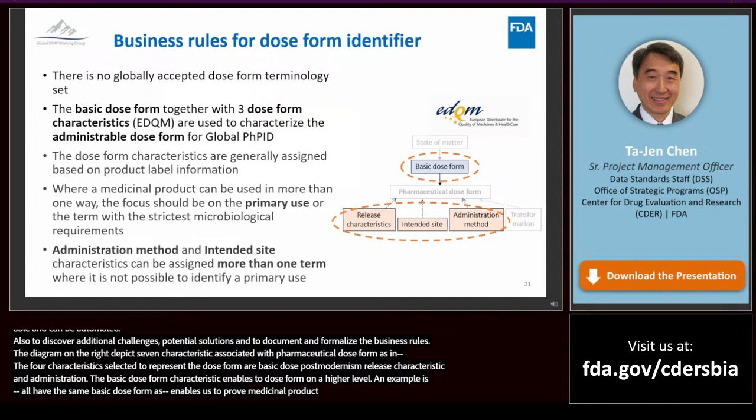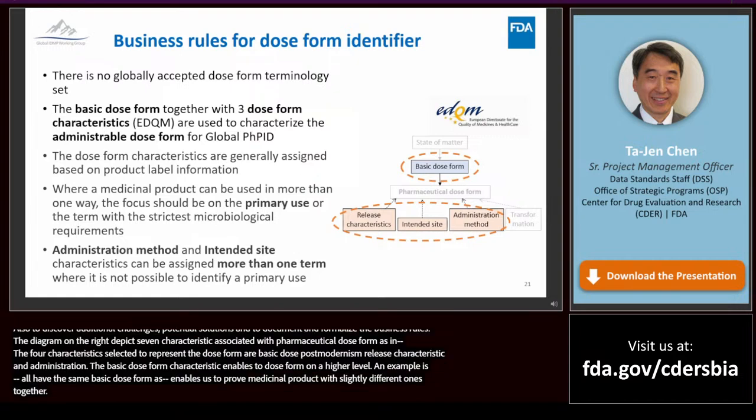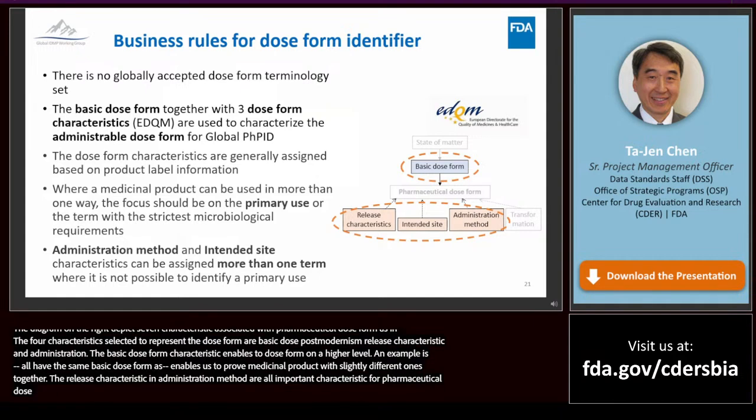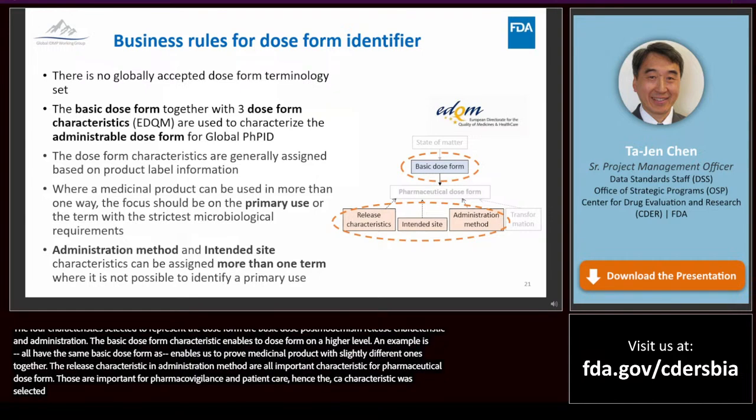The release characteristic, intended site, and administration method are all important characteristics for a pharmaceutical dose form, and also important for pharmacovigilance and patient care. Hence, the 4 characteristics were selected. Centrally maintained dose form characteristic terms and codes by the EDQM are used in these activities.